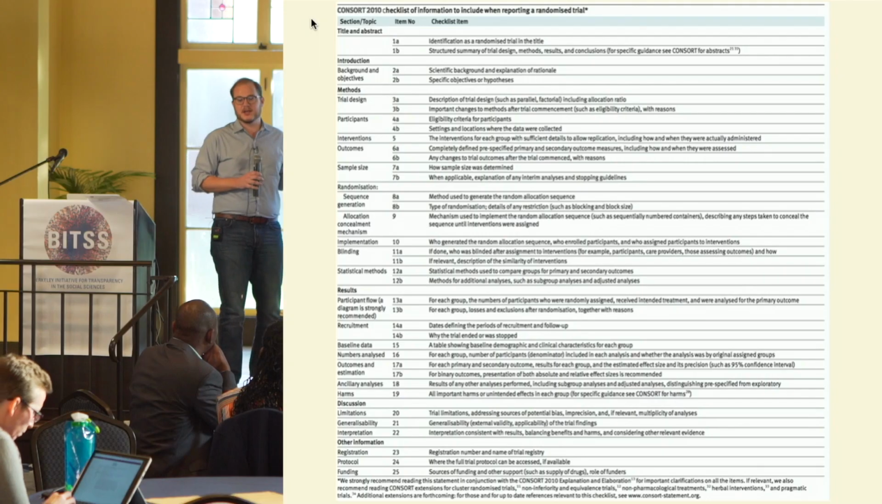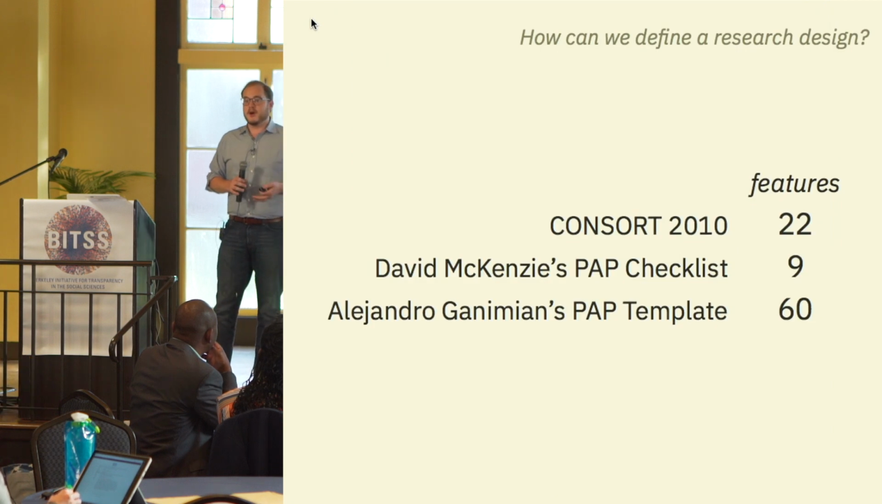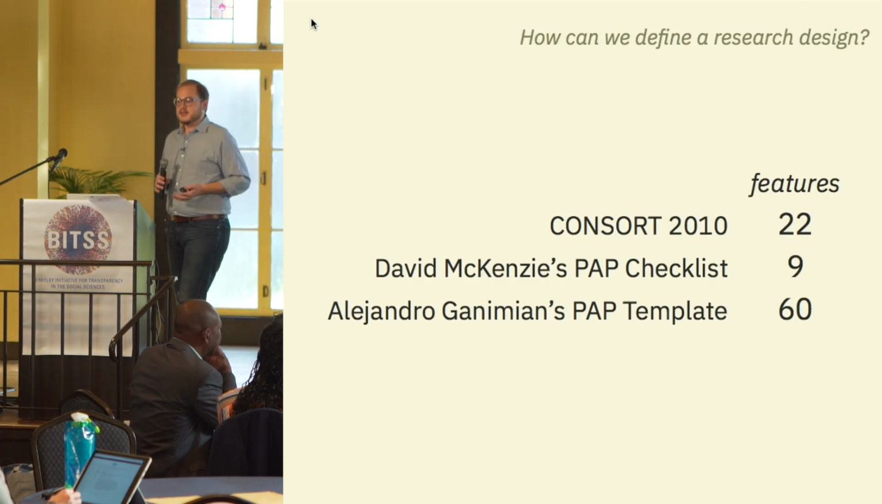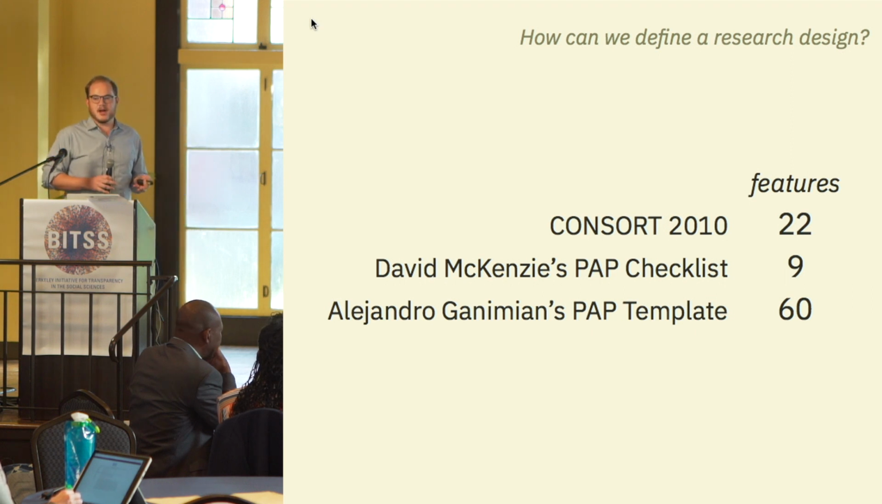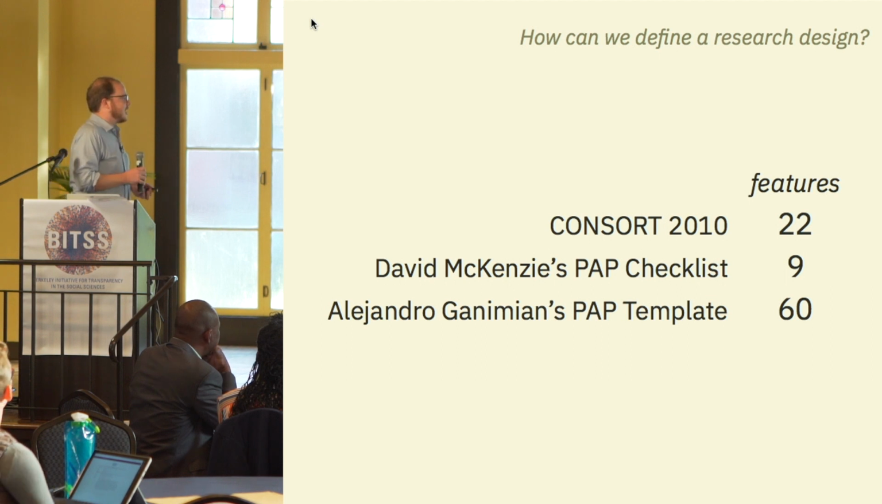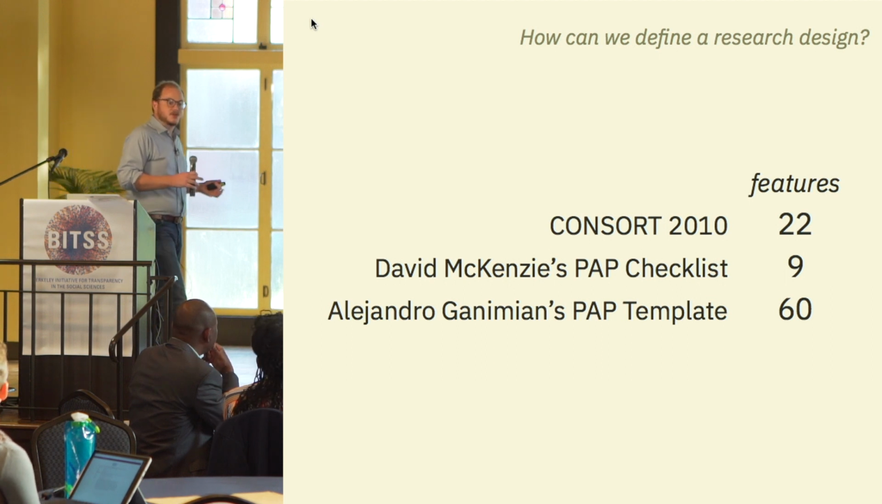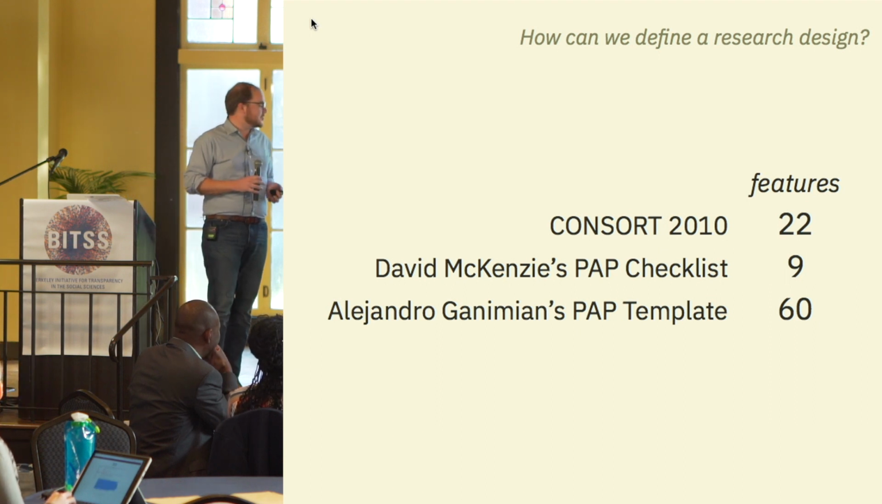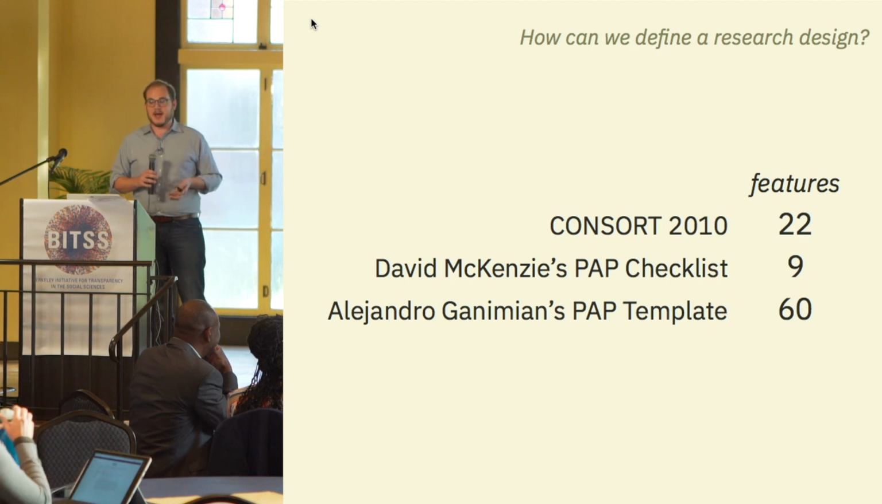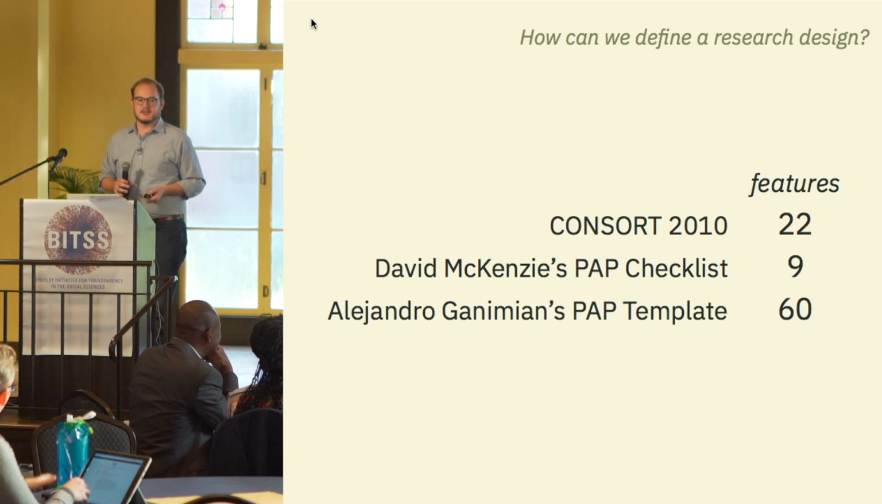But I think one of the problems that this has raised is that we don't have a clear sense of what those important things should be on this checklist. And so in other domains of research, where we've tried to carry out the same exercise of developing a checklist that is complete in some sense, there hasn't been a convergence of what those important elements are. So David McKenzie at the World Bank has a PAP checklist that's meant to completely describe your design before you implement it. He's identified 9 features. The CONSORT guidelines have 22, and Alejandro Ganimian has a PAP template that has 60 elements.